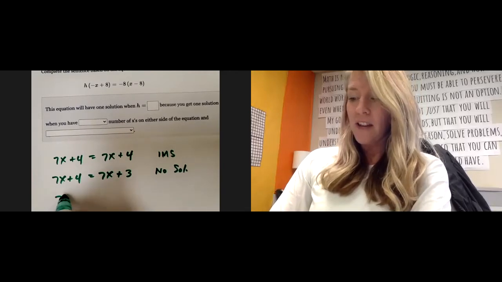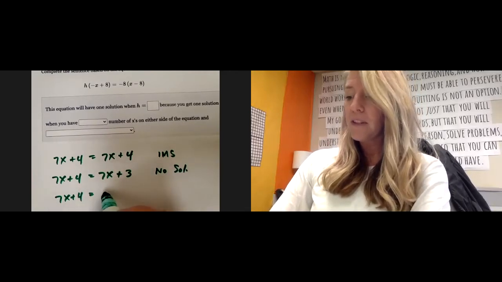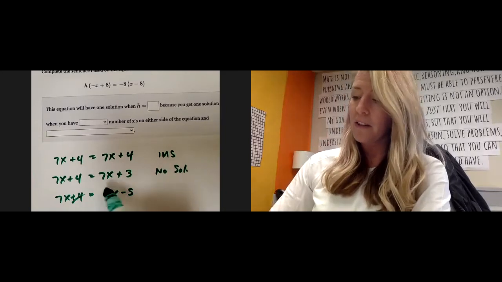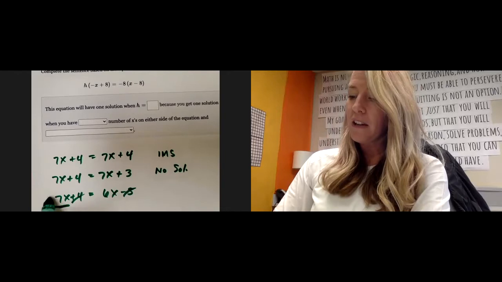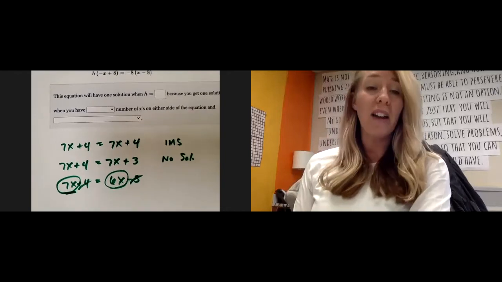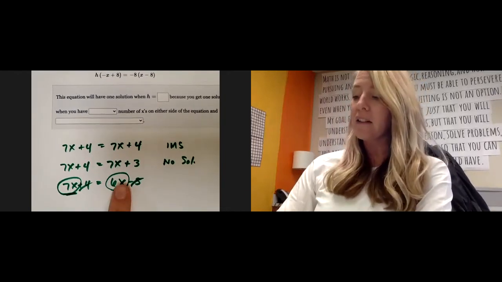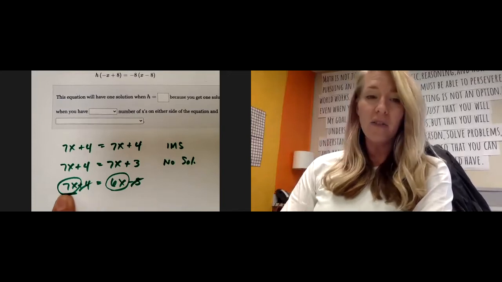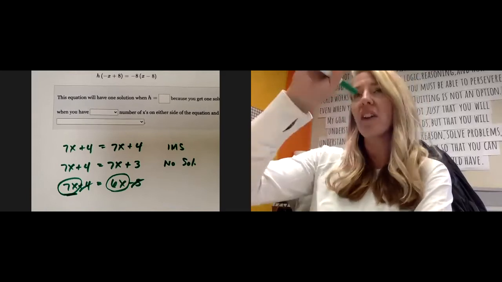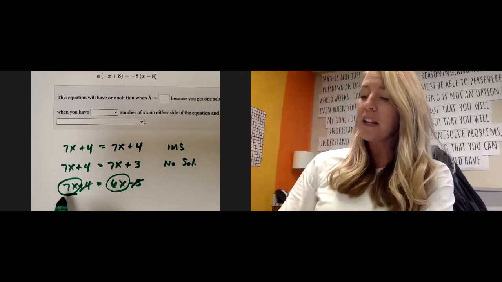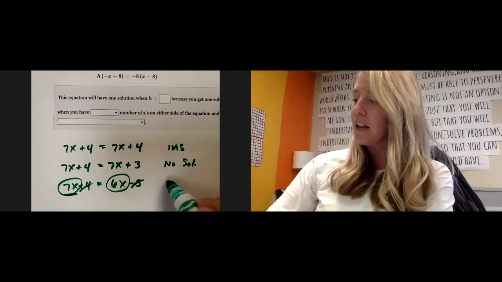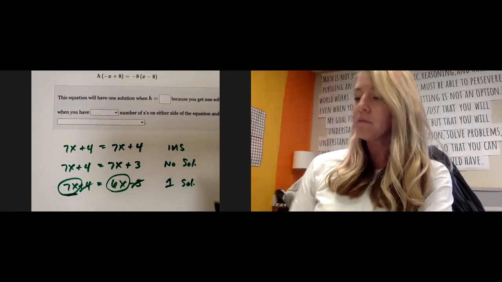Finally, I could also do 7x plus 4 equals, let's say 6x minus 5. Honestly, this part doesn't matter. If you see that you have different amounts of x's, once you round up your variables on one side, you're going to have 1x right over here, or it could be 2x or 5x depending on the equation, but you're going to get one set of x's, and you will be able to solve for that, and you're going to get one nice neat solution.